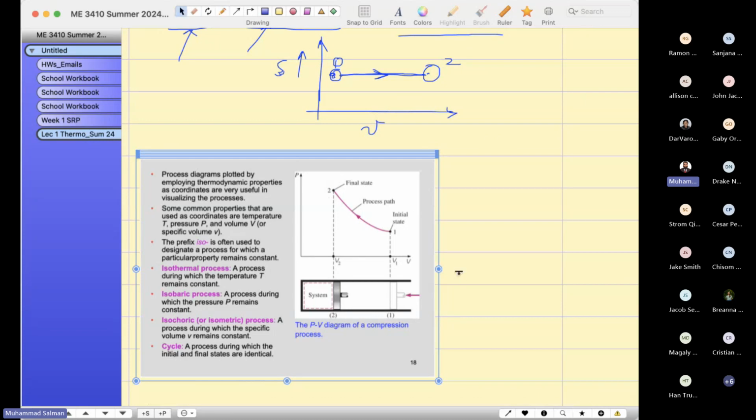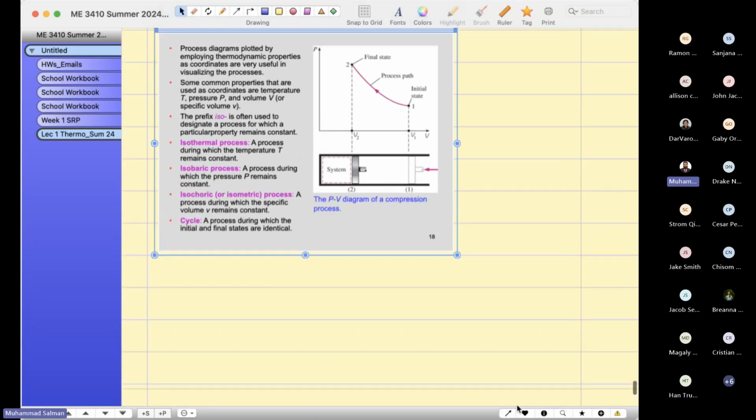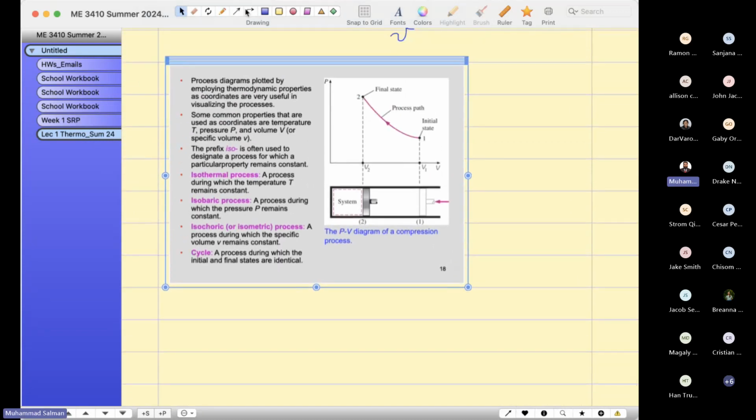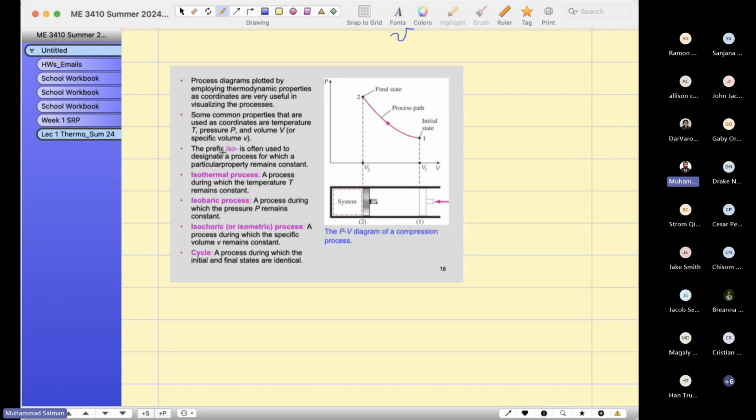Another kind of process, look over here. I'm showing you this. We talk about iso, which means constant. If you have constant temperature, isothermal. If you have constant pressure process, isobaric process. If you have constant volume process, isochoric process.